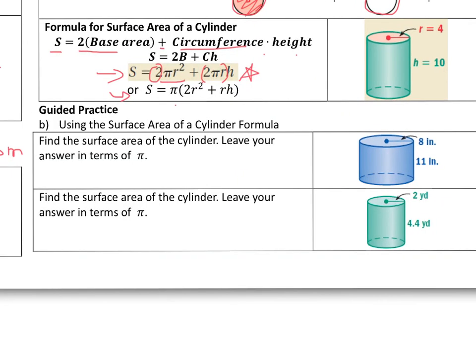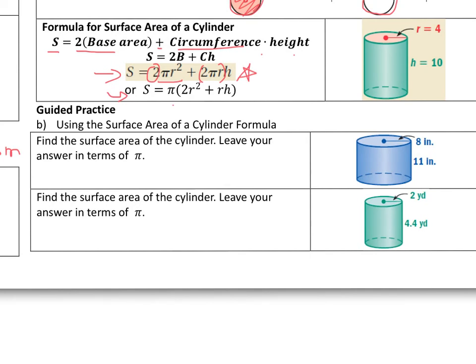Using the surface area of a cylinder formula, find the surface area of the cylinder. Leave your answer in terms of pi. If you're asked to round your answers, we'll usually ask you to multiply by 3.14. But to make things easier for now, I will just have you leave your answers in terms of pi.